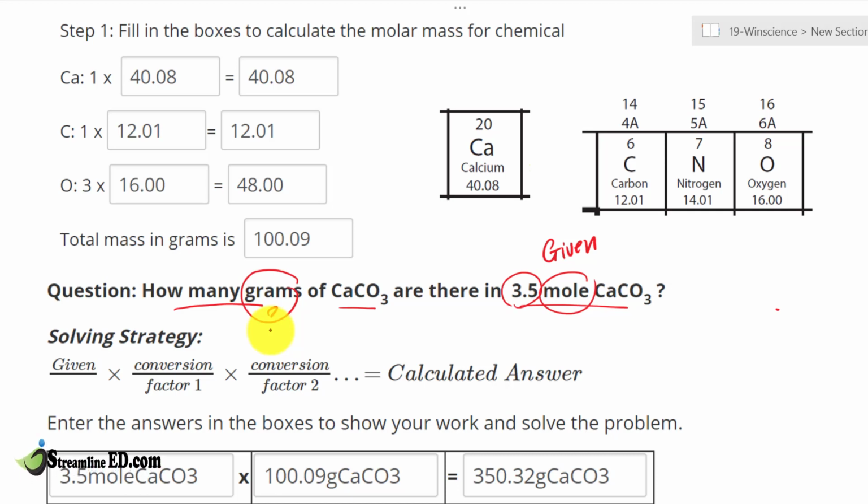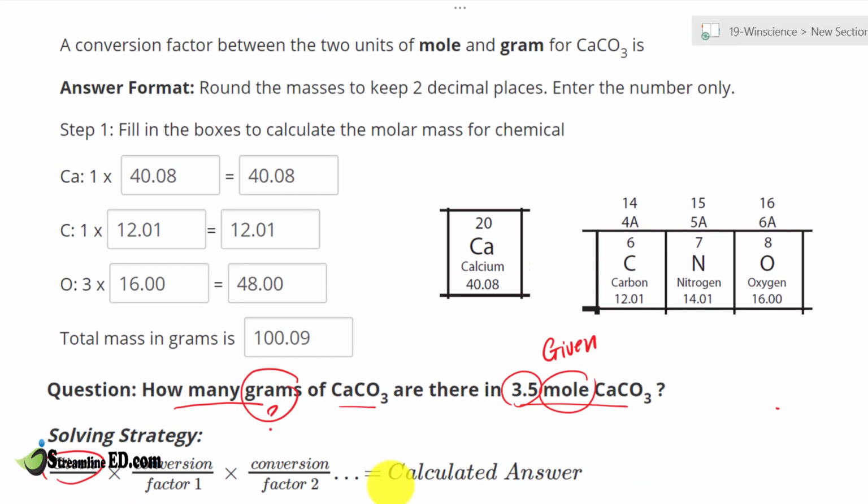And to solve this type of problem, we are going to use one or more conversion factors that involve the unit grams and the moles. And that's the reason why we have to memorize those units. And of course, the solving strategy is this: we always start with a given and multiply by as many conversion factors as needed. In this case, we know a conversion factor that allows us to have grams and mole. And we learned that before, and that is the unit of molar mass.